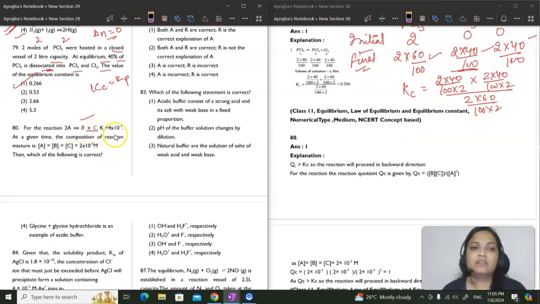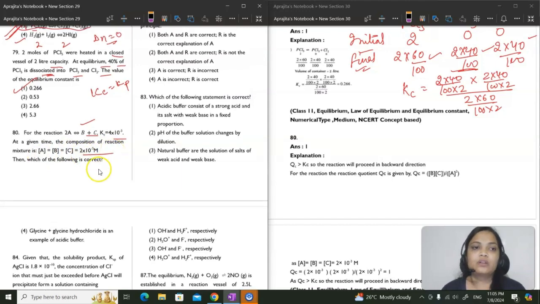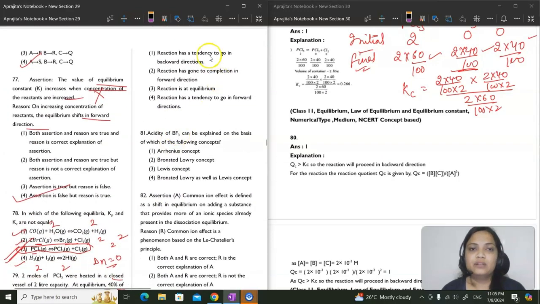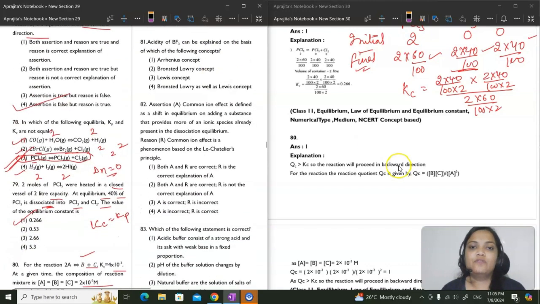2A gives B plus C. So Kc value is given. Alright. At a given time, composition of the reaction mixture is A equal to B equal to C, which is 2 into 10 to the power minus 3 molar. So which of the following is correct? Reaction has a tendency to go in backward direction. Reaction has to go completion in forward direction. Reaction is at equilibrium, and reaction has a tendency to go in forward direction.